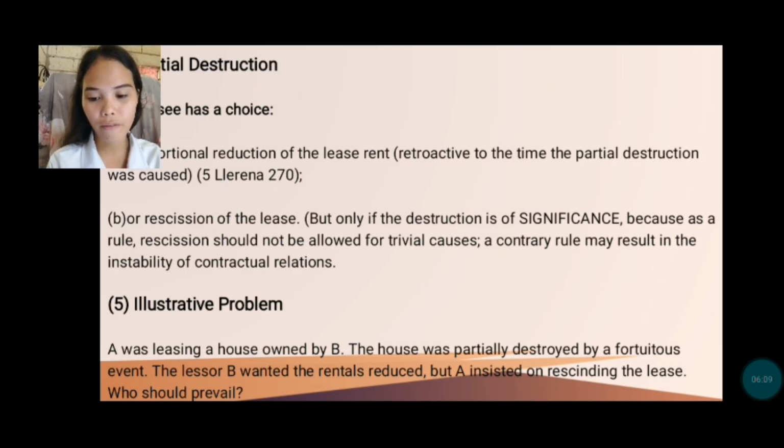Number 3, the fortuitous event. The destruction was caused by a fortuitous event, an unforeseen and unavoidable event. Neither party is at fault. This further supports the lessee's right to choose rescission as a remedy. So, the lessee A should prevail in rescinding the lease because in the event of partial destruction due to a fortuitous event, the lessee has the option to either seek a reduction in rent or to rescind the lease if the damage is significant.